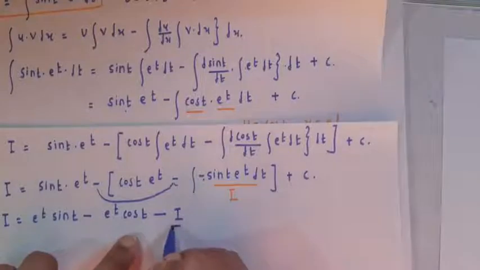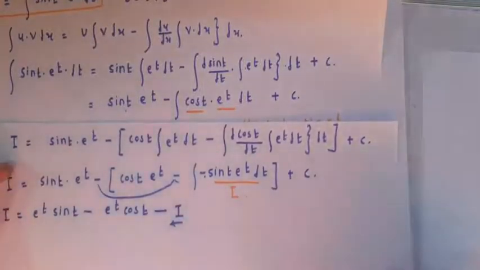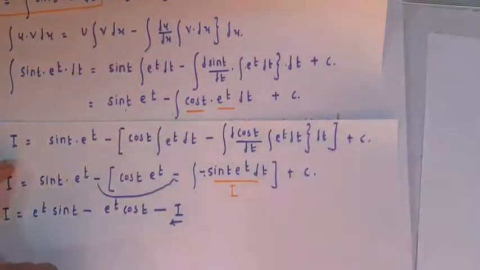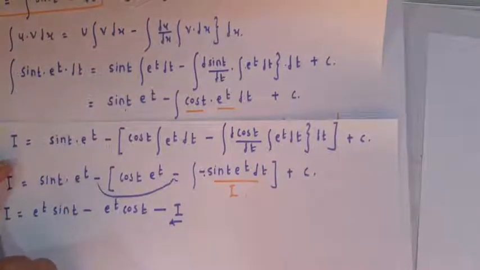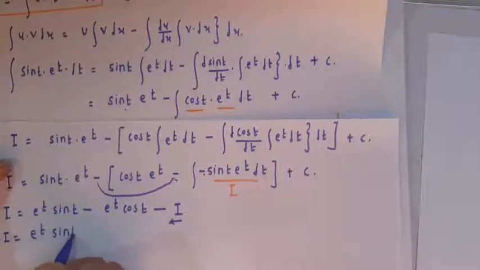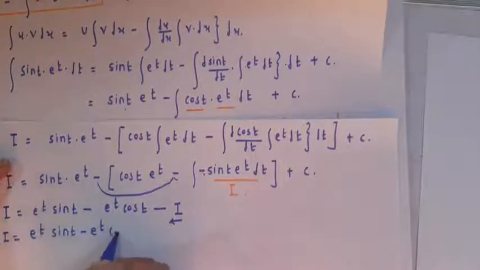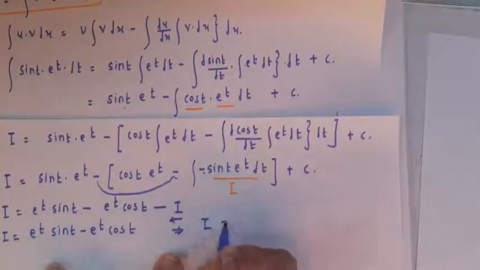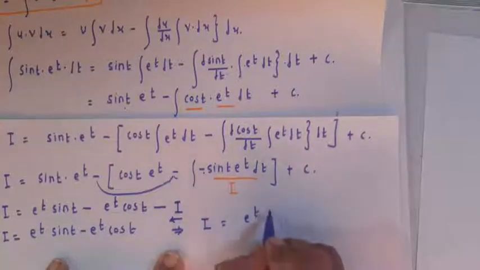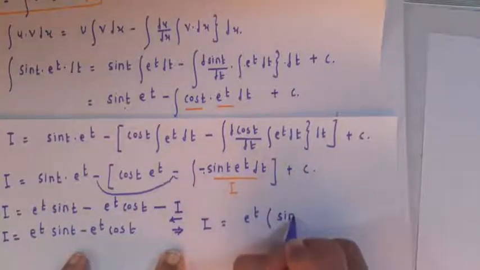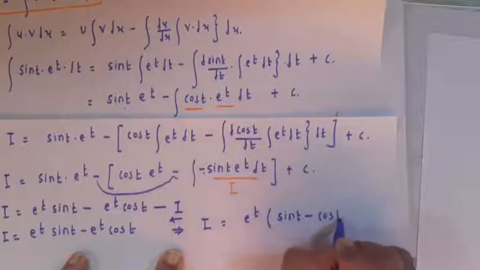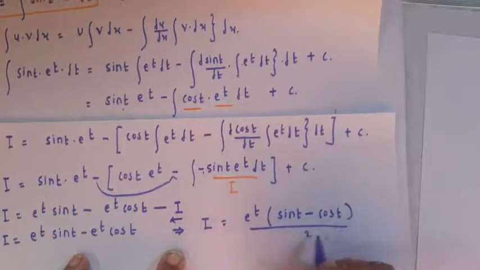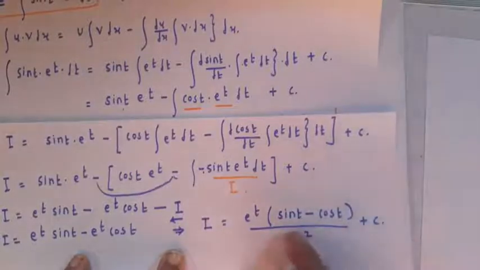Okay, now shift this term to that side. We will get 2I equal to e raised to t sine of t minus e raised to t cos of t, and this implies the integration I equal to common out e raised to t. We will get sine of t minus cos of t upon 2 plus constant of integration c. Now resubstitute the value of t.